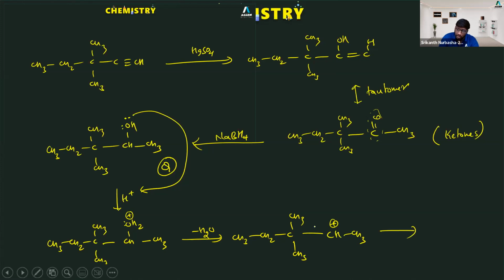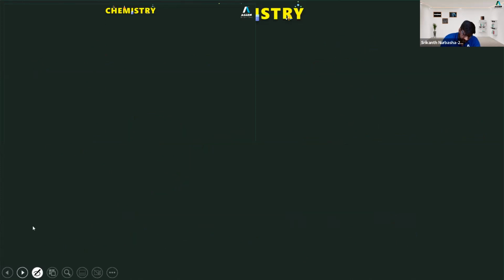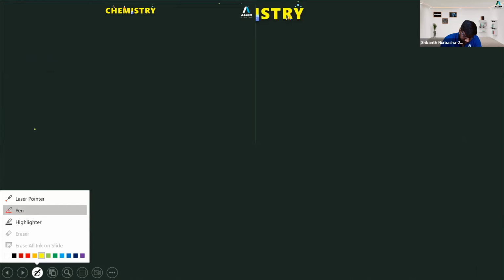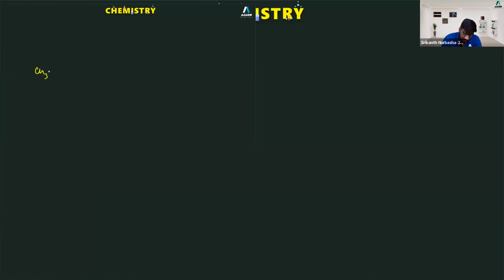I can do the rearrangement. What rearrangement can I do? Ethyl shift or methyl shift. A 1,2 methyl shift occurs, since there is no hydrogen. If I do the methyl shift, I will generate CH3, CH2, C, CH3, C plus, CH, CH3, CH3.